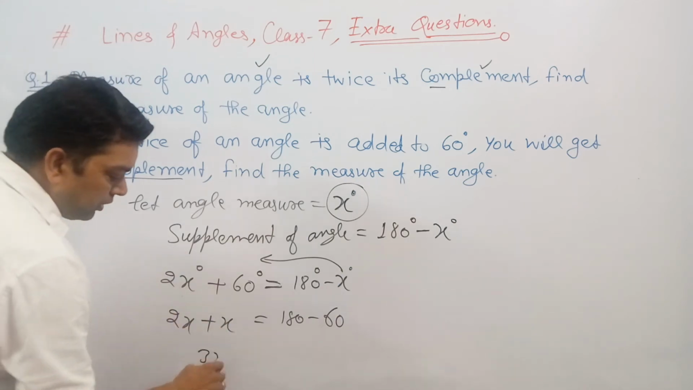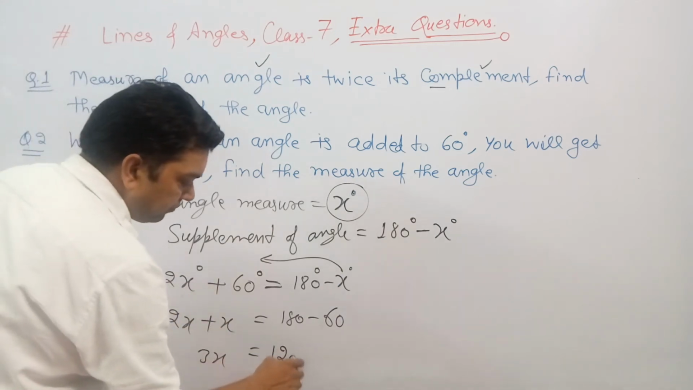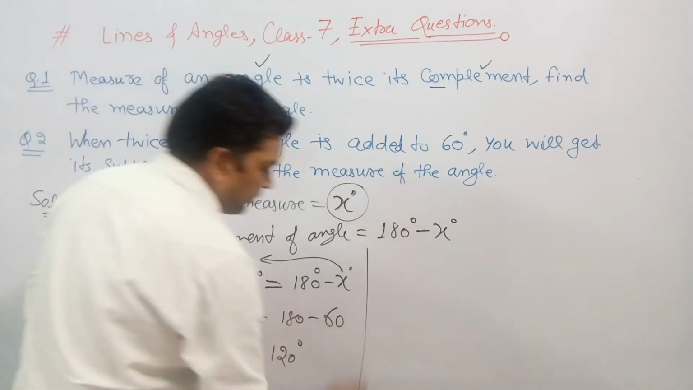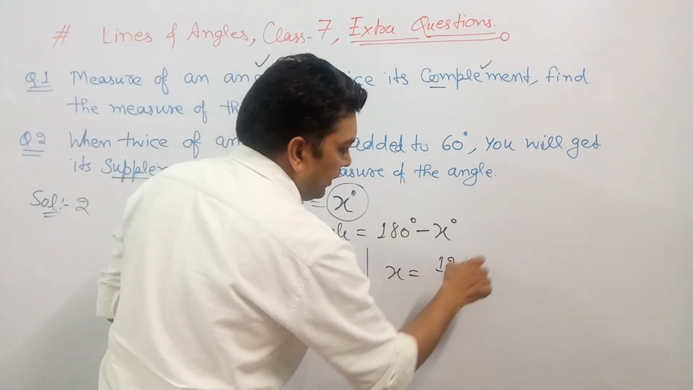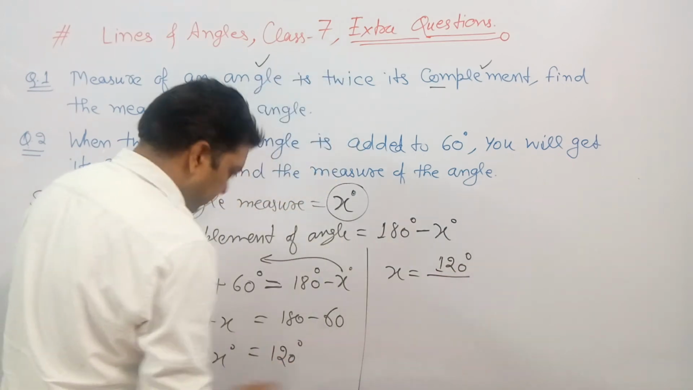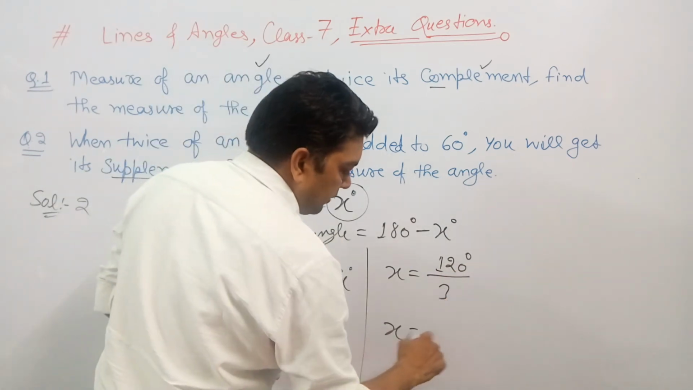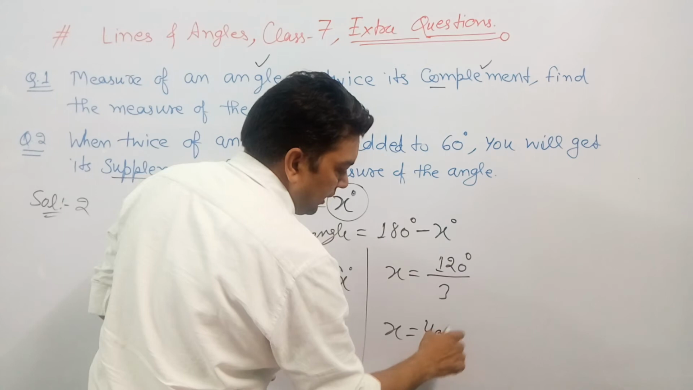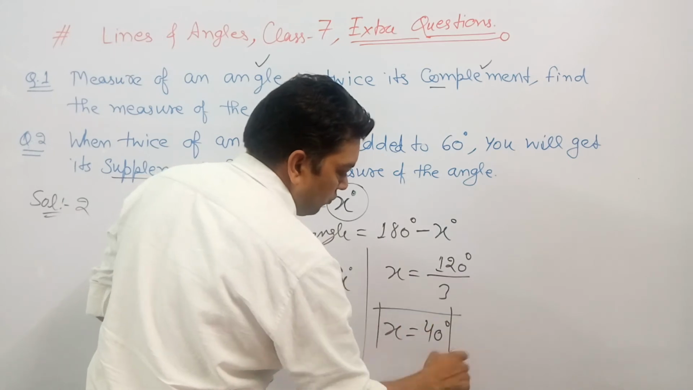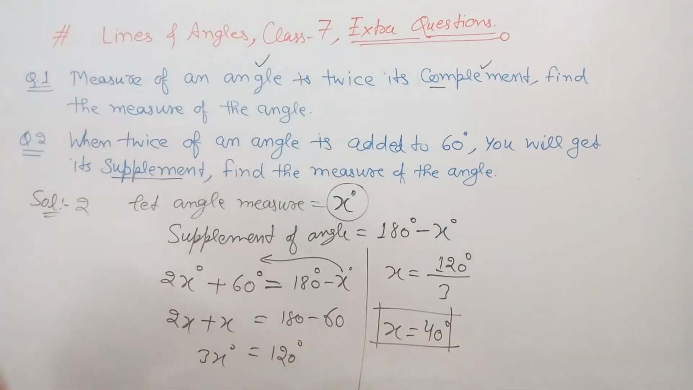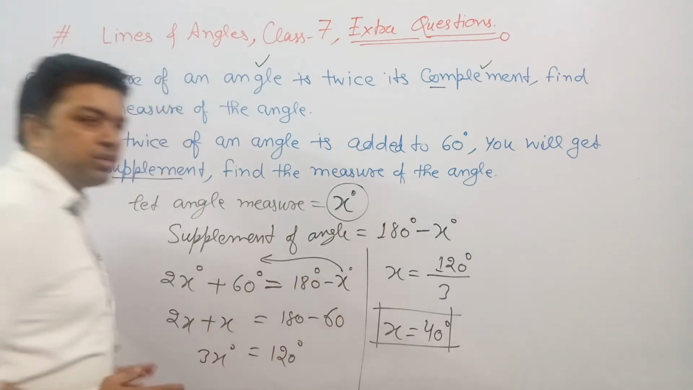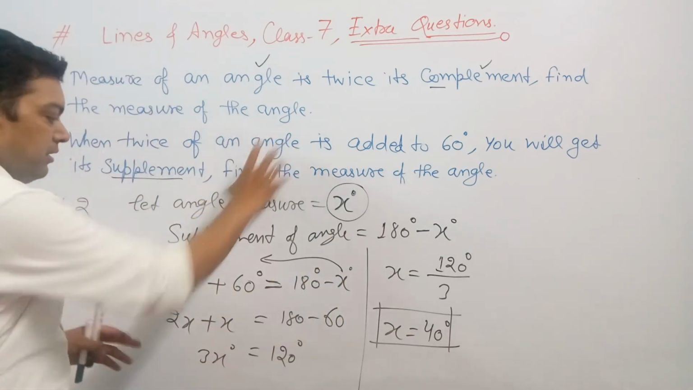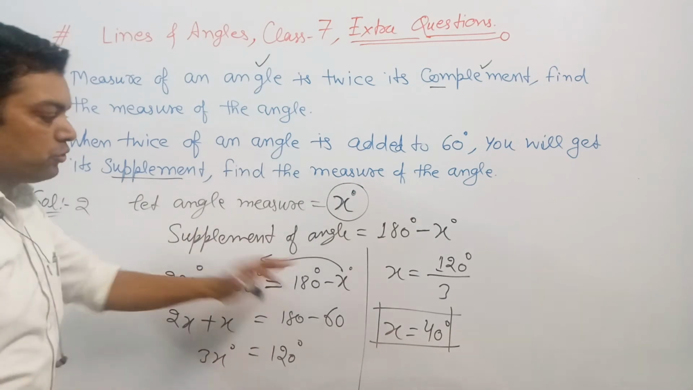ओके, इसी तरह इक्वेशन 2x, take this x left side, plus x is equal to 180 minus 60. 60 is going right side, so when 60 will take right side, it becomes negative. Okay, so 3x is equal to 120 degree. So x is equal to 120 degree divided by 3. So x becomes 40 degree. Okay, so first very important task is to make this equation. Understand the condition given, then make the equation. This was the solution of question number 2.